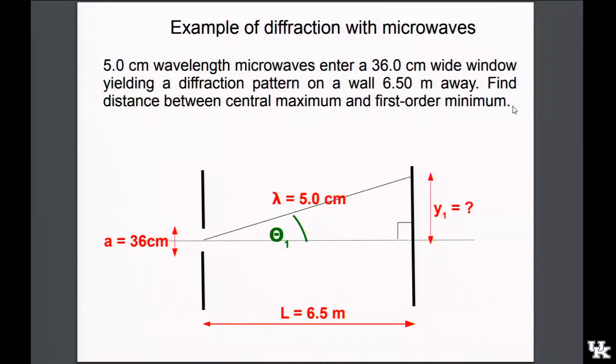Okay, so the question asks us to calculate the distance between the central maximum, where there's a bright spot of microwaves, and the first order minimum. There's a dark fringe upstairs here and a dark fringe downstairs here. If it's the first dark fringe, then it's m equals plus or minus 1. Okay, so let's do that.